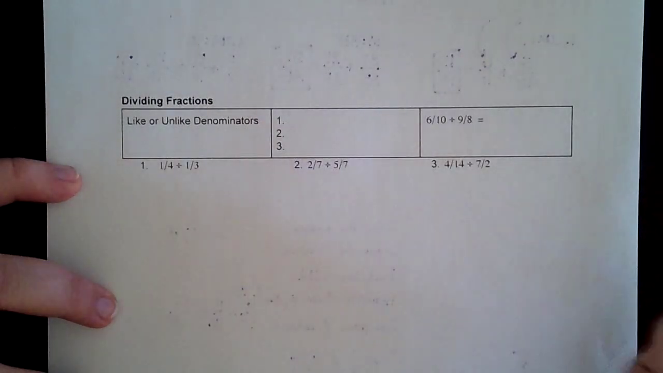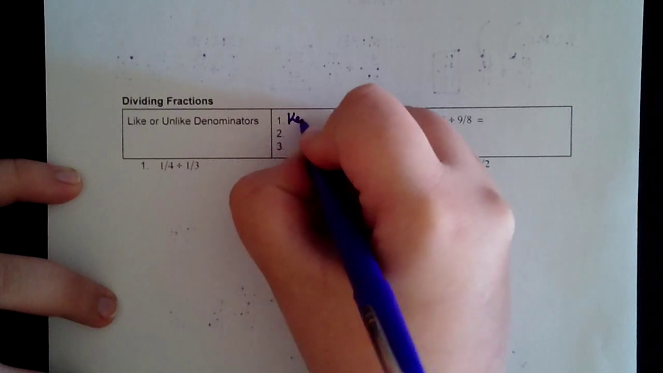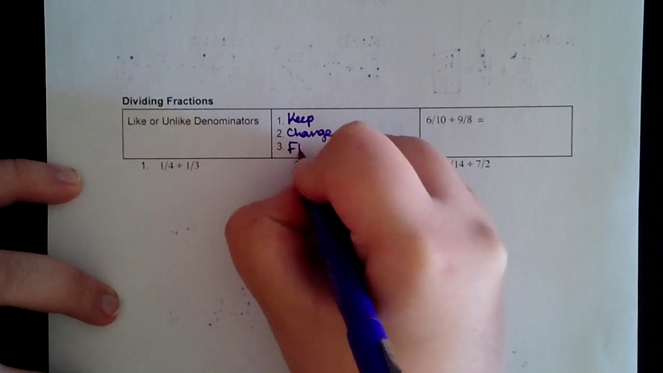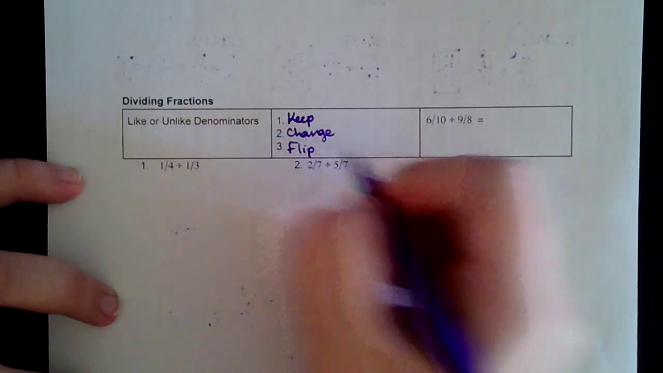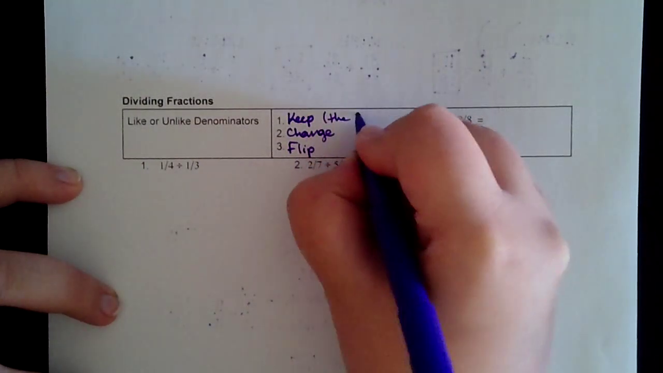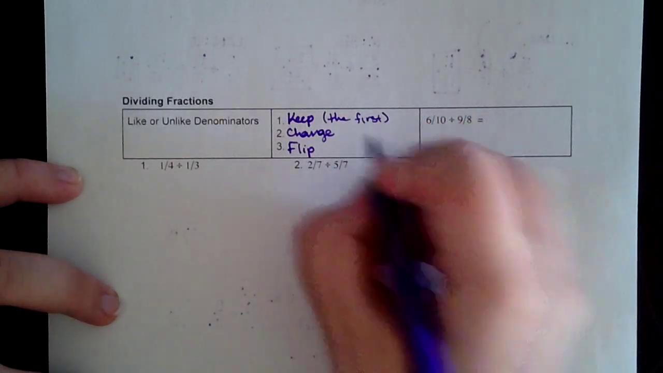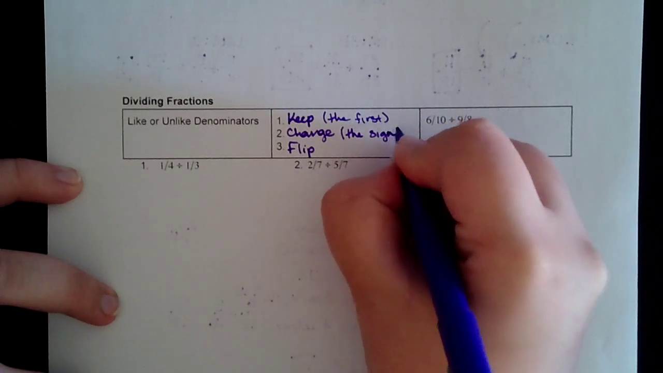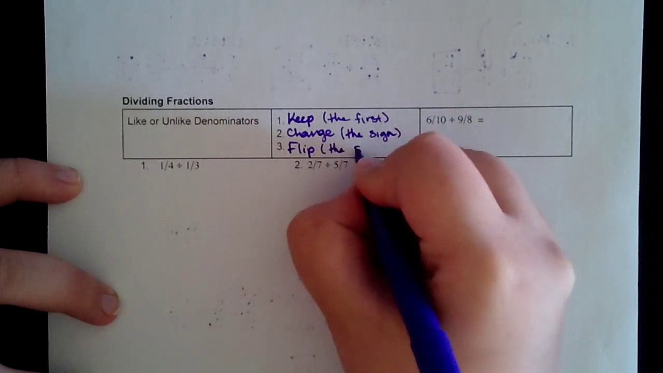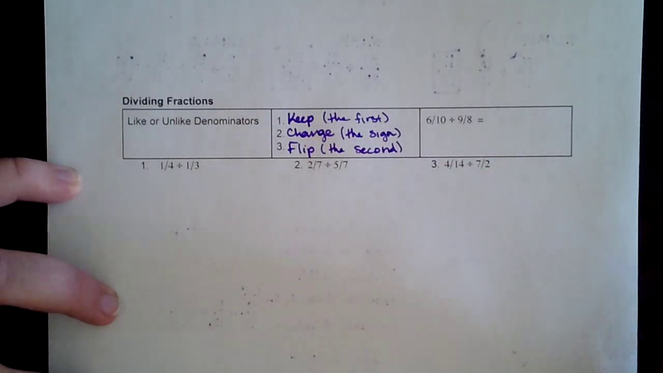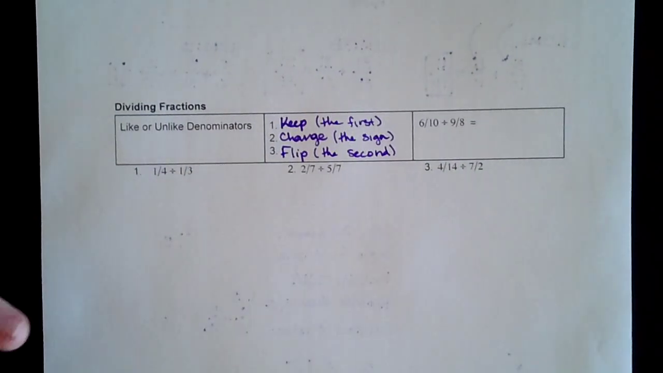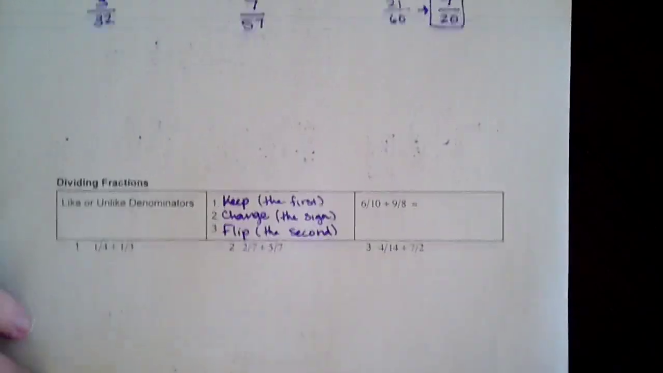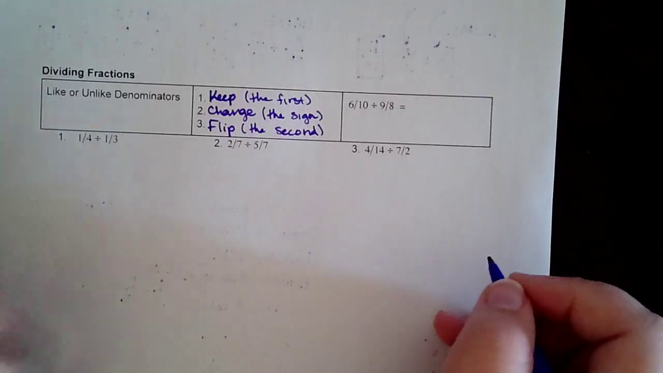And the phrase you're going to hear me say all the time is something called keep, change, flip. What this means is we're going to keep the first fraction. We're going to change the sign, and then we're going to flip the second fraction. Now, why are we going to do this? Well, because it turns division into multiplication, which, as you saw above, is actually pretty simple. So let's see what that looks like with this problem.